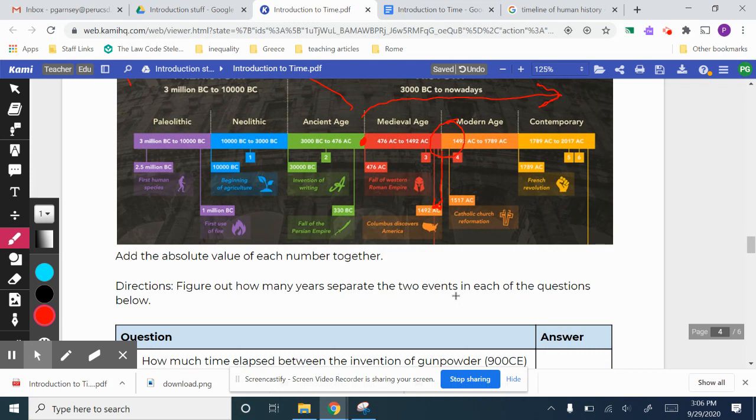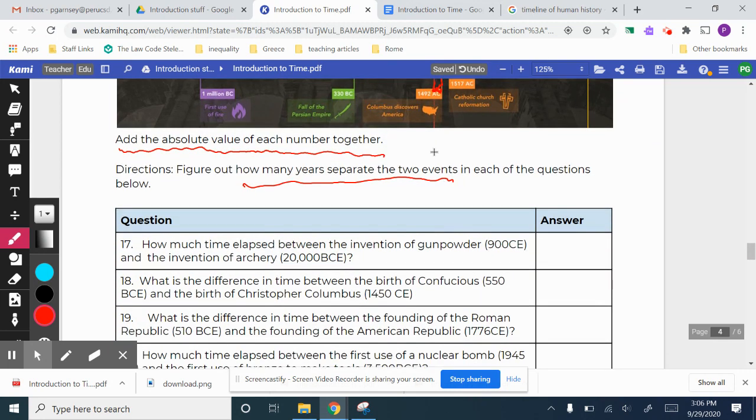So if you want to find out how many years separate two events, and one event happened in BCE and one event happened in CE, you just need to add the absolute value of each number together, which I will model here. How much time elapsed between the invention of gunpowder, the year 900, and the invention of archery, 20,000 BCE? So that's kind of like a negative number. And if we take the absolute value of a negative number, we get a positive number.